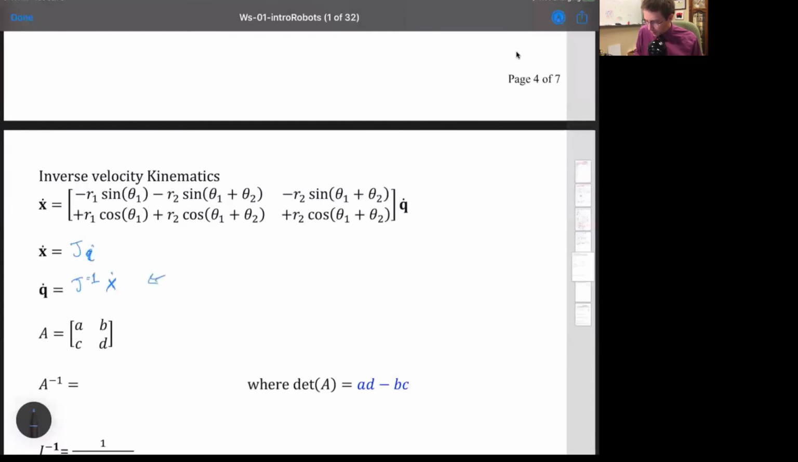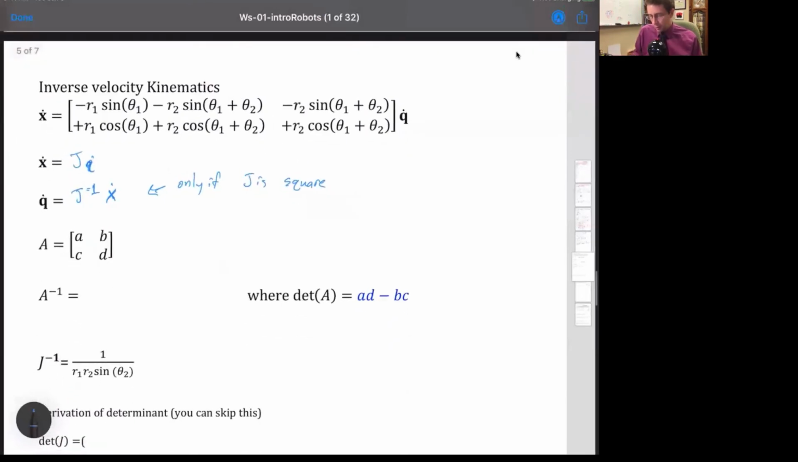We can only do this if J is square. So in practical terms, it's got to have the same dimensions. Q needs to have the same dimensions as x dot. And so let's just remind ourselves what the inverse of a 2 by 2 matrix is.